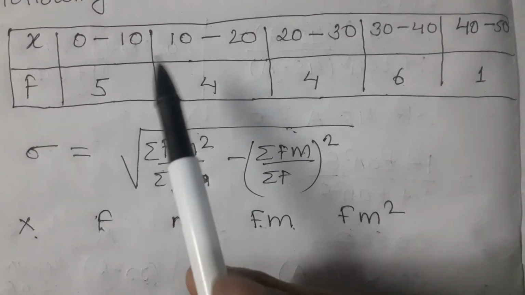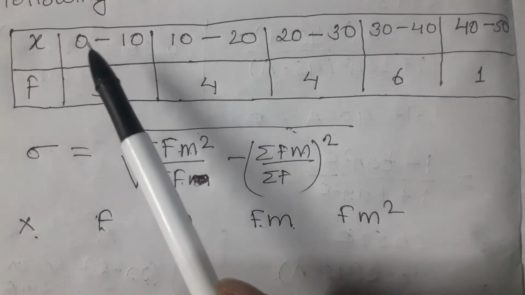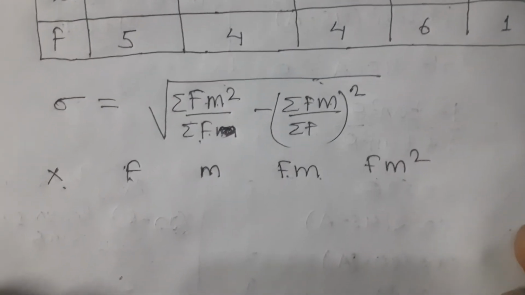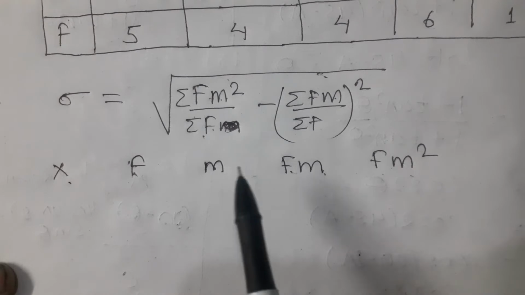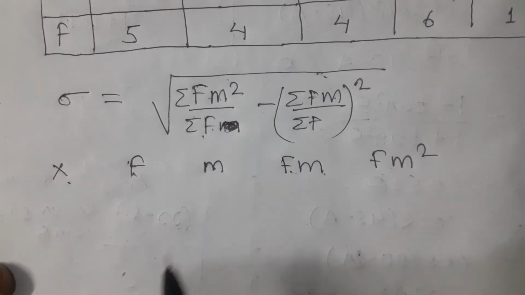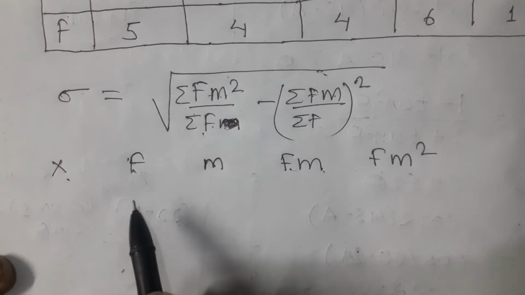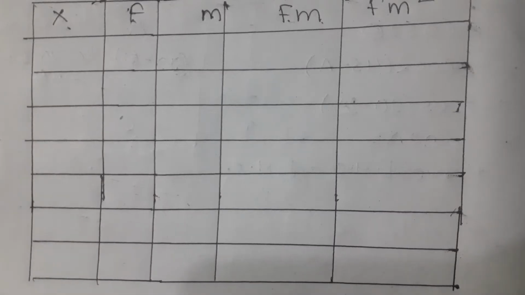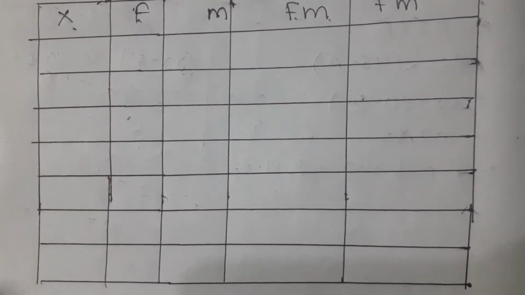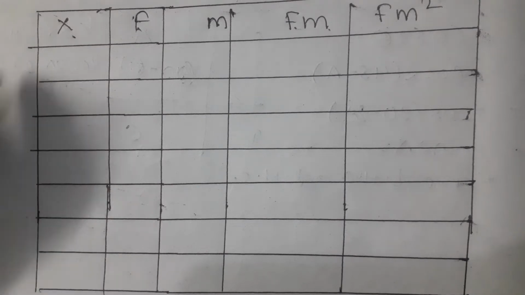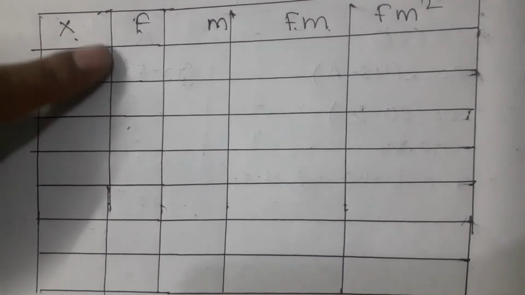Here you can see how many rows: for the title, then 1, 2, 3, 4, 5, 6, and 7, one for the total. So 7 rows and 5 columns you need to have. Let's create this with a proper drawing of the table. When you draw the table, it will look something like this. After that, let's fill up all the data given here.